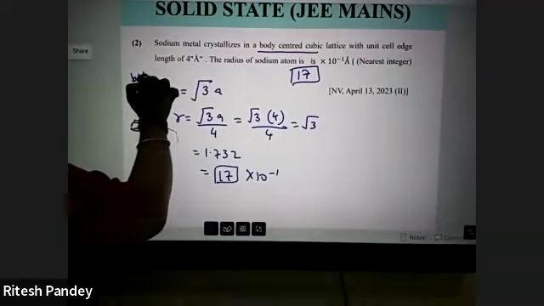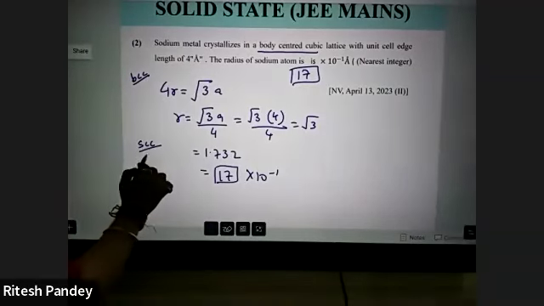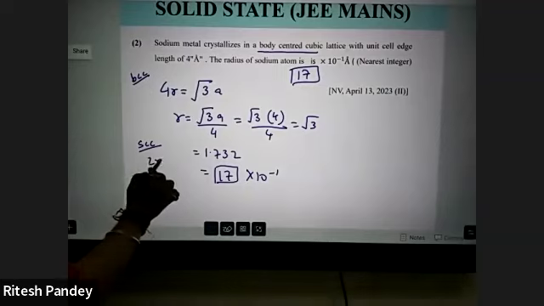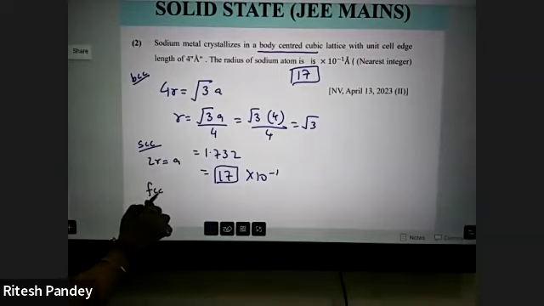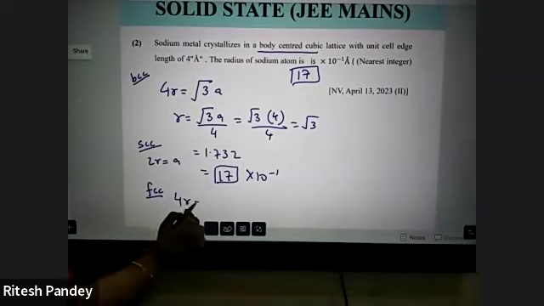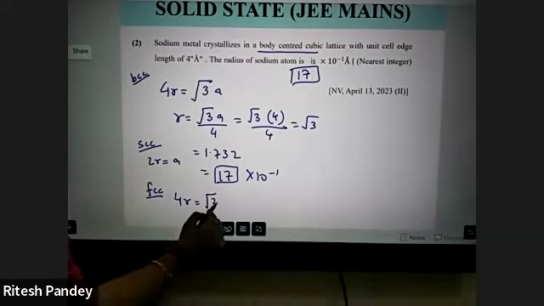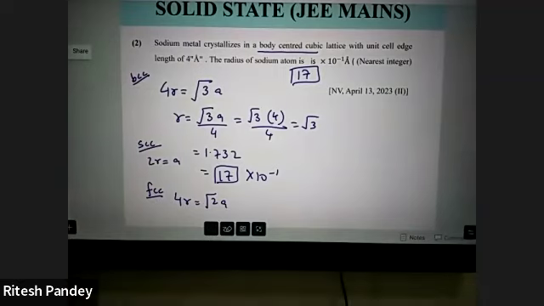This is for BCC. Naturally, for simple cubic, the relationship is 2r is equal to a. And for face-centered cubic, the relationship is 4r is equal to root 2a. I hope these results are there at the back of your mind.